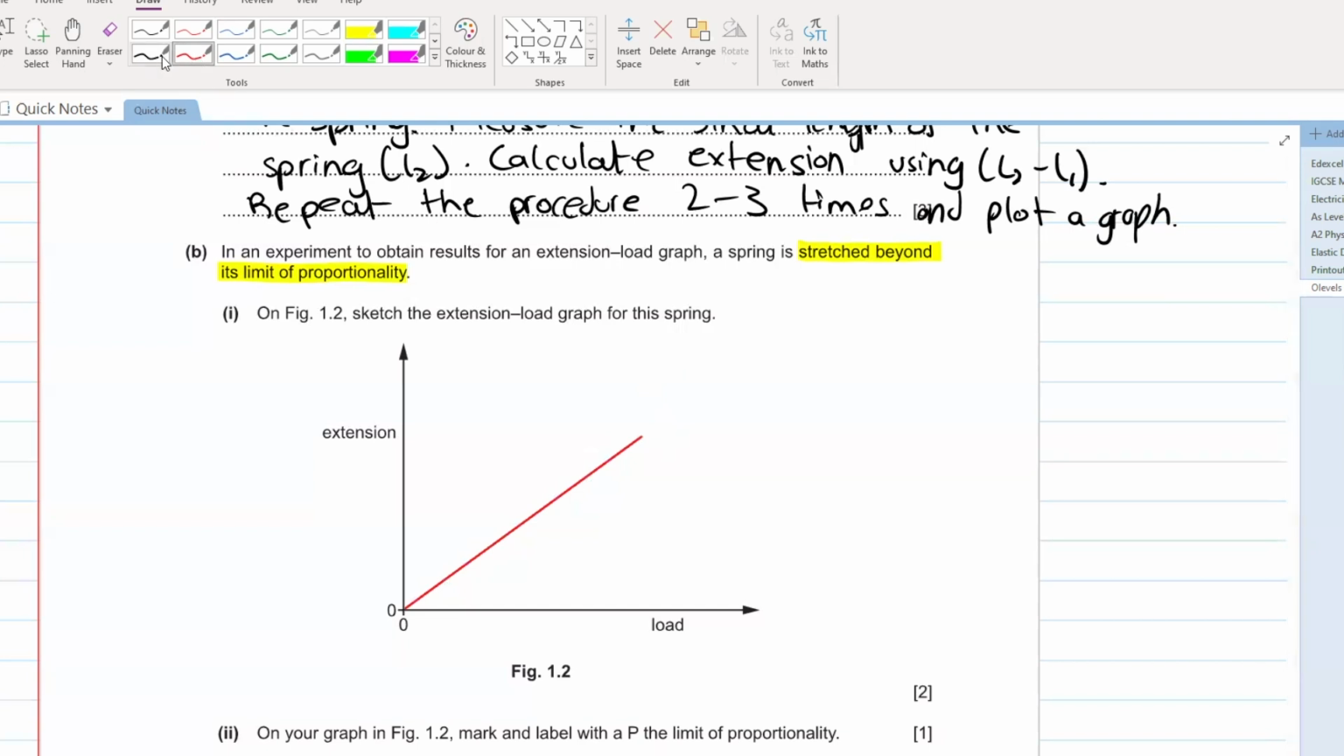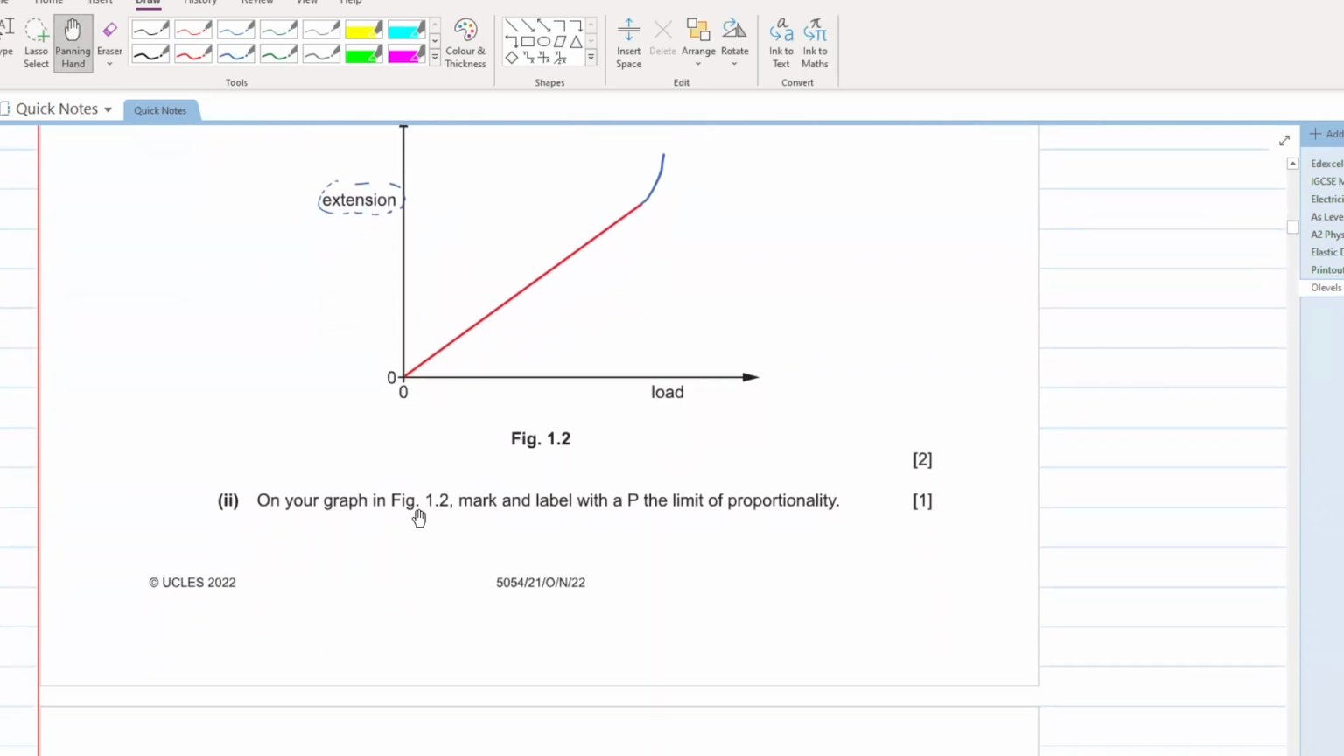After the limit of proportionality, it will start curving towards the extension axis. And which is the axis of extension? Y axis. Beta, always remember, after the limit of proportionality your graph starts to curve towards the extension axis. Here your extension axis is the y axis.